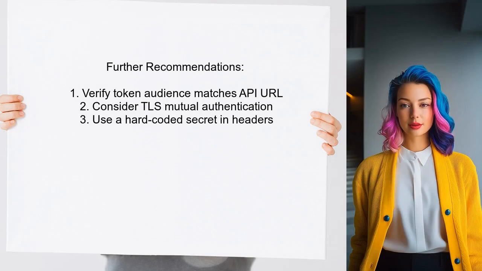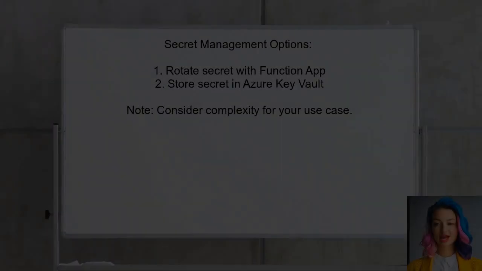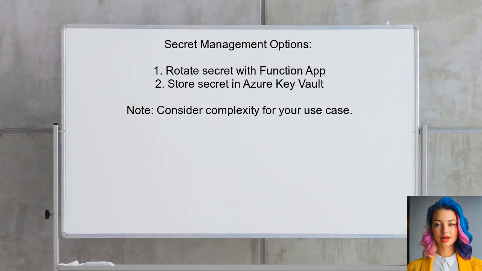Additionally, ensure that the audience in your token matches your API's URL. If you're using graph.windows.net as a resource, verify if that's intentional. You can also consider using TLS mutual authentication or a hard-coded secret for machine-to-machine calls. For secret management, you can rotate it using a function app or store it in Azure Key Vault, although the latter may be more complex than necessary for your use case.